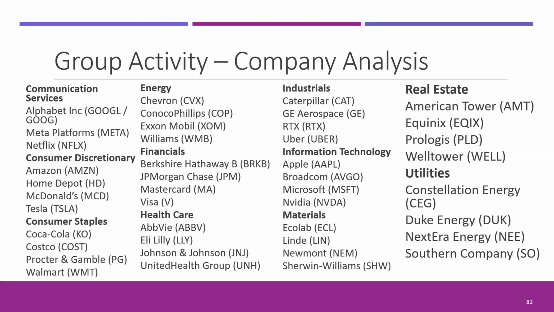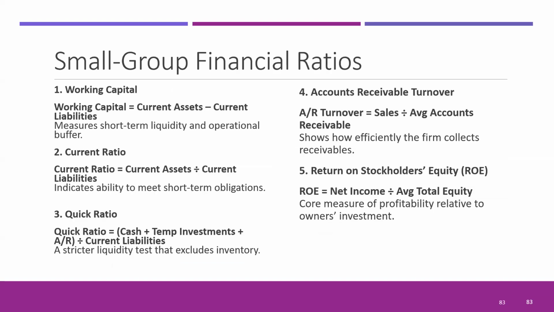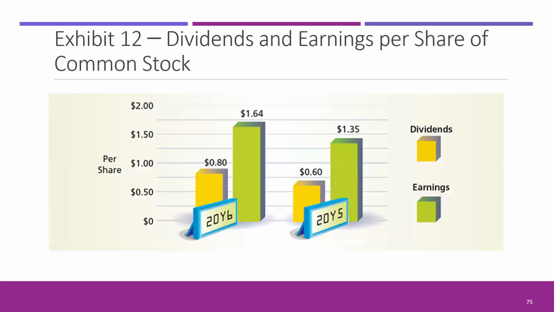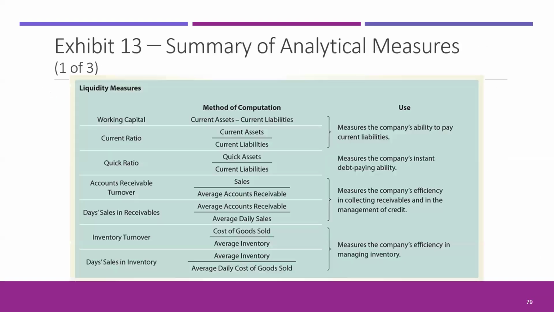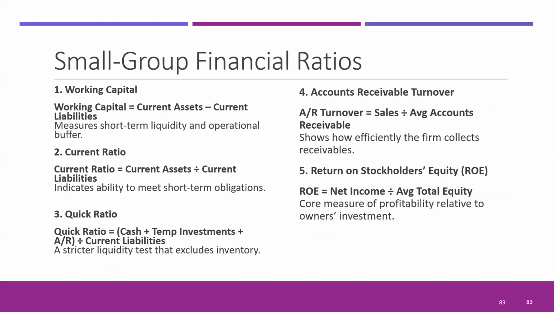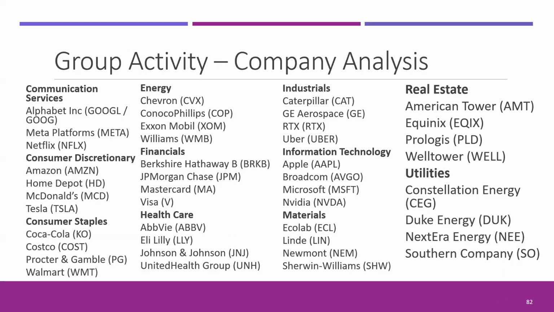I'll post this list online, and these are the ratios. We're going to go over return on equity, return on assets, dividend yield, and other things in the next couple of classes. But this is the last week, so it's supposed to be fun. It's a narrative: what are these companies actually doing, and how does this relate to real world investing?